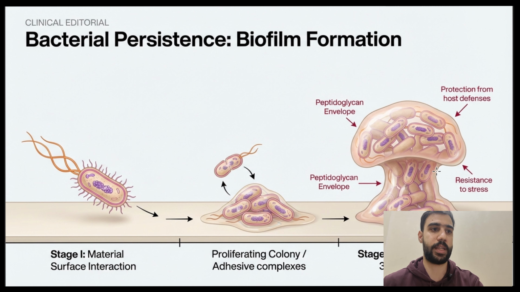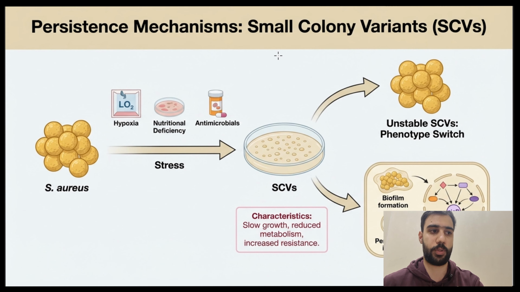Another persistence mechanism is small colony variants. For example, we have Staphylococcus. We have thousands of them. Then we get any kind of stress, which is hypoxia, for example, antimicrobials, immune reaction. Then we will have small colonies. They have slowed metabolism. They are really similar to spores, but they are still alive. They are not spores. They are cells that have reduced metabolism and increased resistance, and they are really slow.